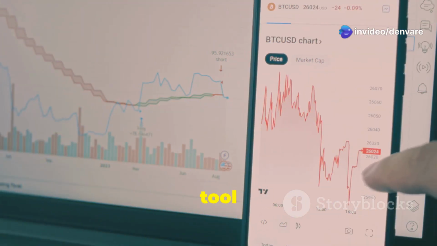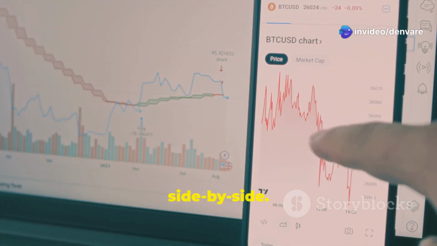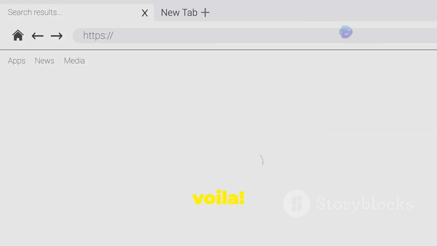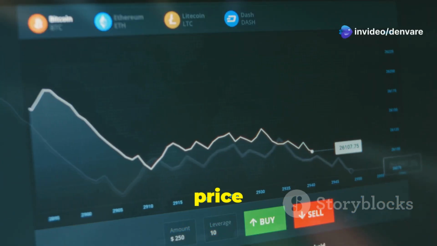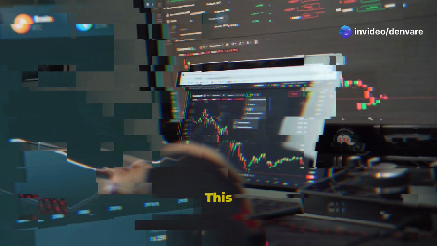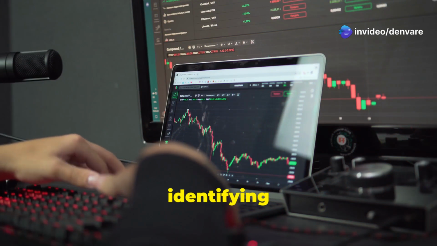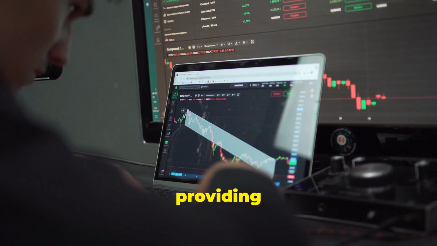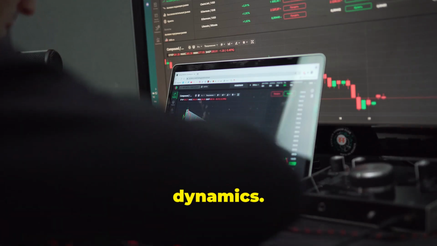TradingView's comparison tool allows you to analyze different assets side by side. Curious how Bitcoin's performance stacks up against Ethereum's? Simply type in ETH in the comparison search bar, and voila! You can now observe their price movements in relation to each other. This feature is invaluable for identifying potential correlations or divergences between assets, providing a more comprehensive view of market dynamics.